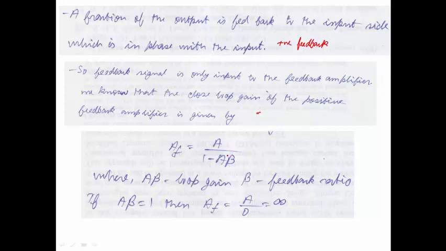Here you can see that Aβ is the loop gain and β is the feedback ratio. Now let us make this Aβ factor equal to 1. Then we see that AF will become infinite, because A upon 0 is infinite. Here we are able to generate output without the input. Infinity means that even if we do not have anything as input, we still generate output. So if you keep Aβ equal to 1, we can get sustained oscillations.